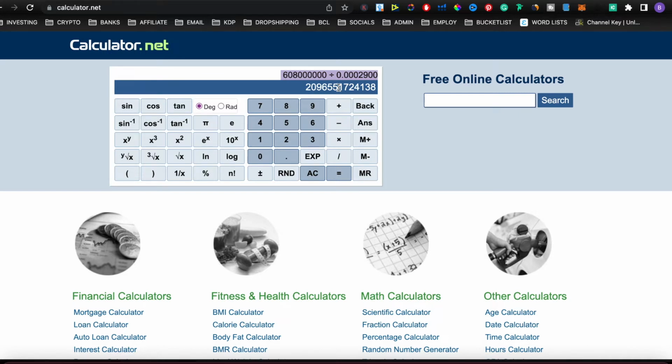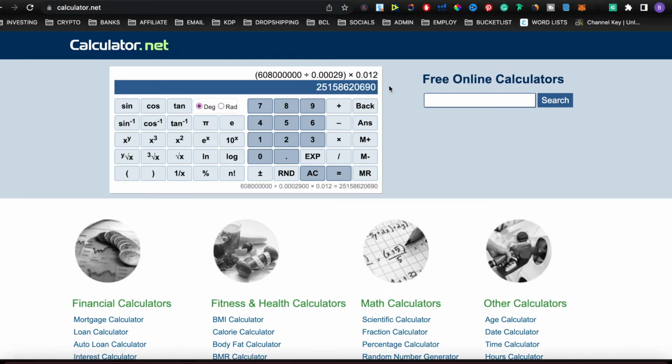And that is 24-hour volume in Luna Classic token terms. Now, if we times that by 0.012, which will give us how many tokens will be taken as the 1.2% burn tax. So we have to do this times 0.012, like such, and that will show us that every single day, 25,158,620,690 Luna Classic token will be taken out of circulation.